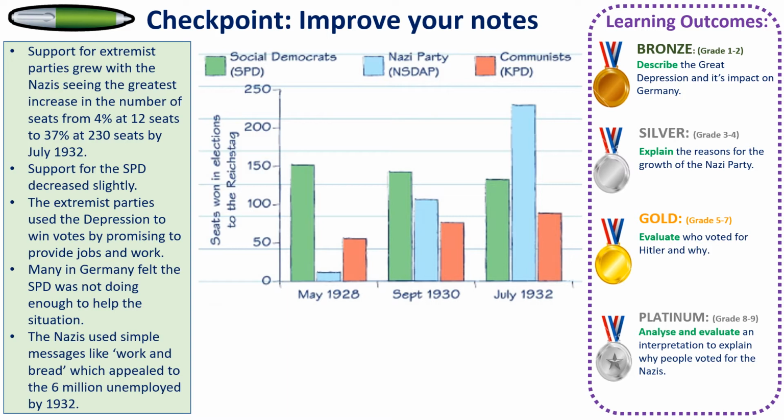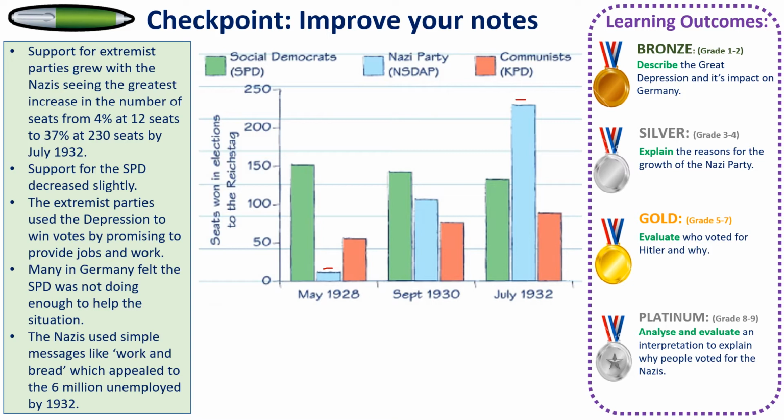Next, support for the SPD decreased slightly. It's down, but it's not gone down by a huge amount. And many in Germany felt the SPD was not doing enough, so they'd lost some support, but it didn't lose all of its support. We also see that votes for the Communist Party started to rise during this period, but they did not rise as much as the Nazis.